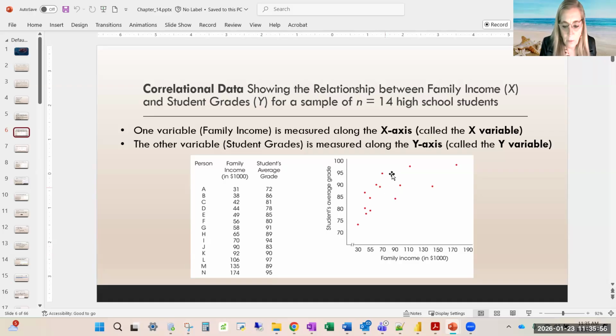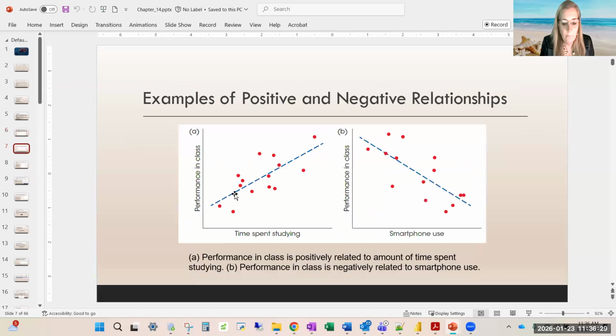So if I wanted to see which one of these points on the chart belonged to person A, I would find on the x-axis their family income, which is 31. So it's likely right about above 31. And then the grade of 72, which falls on the y-axis where it shows the student's average grade. And so that would point right to this very first point on the chart. So that's how you read those.